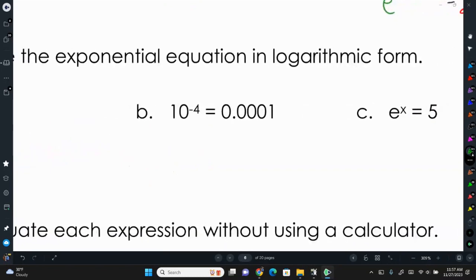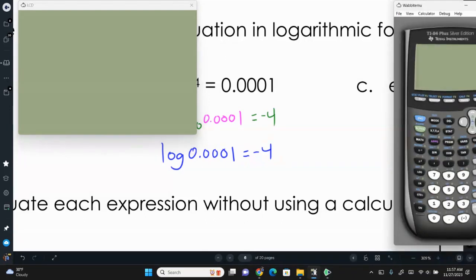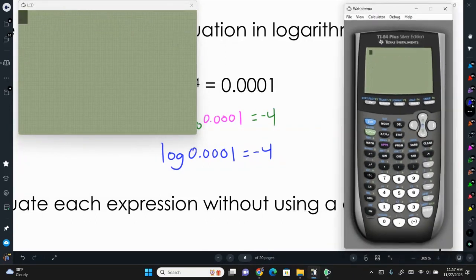So then letter B, start with the word log. Our base is 10. Our exponent is -4. And then the other number is 0.0001. Now, we said that we should not write log base 10 like this, so we're going to rewrite this as the common log of 0.0001 equals -4. And we can type that into the calculator to verify that it is correct. Because remember, if we just do on our calculators the log button, so log of 0.0001, that gives us -4.